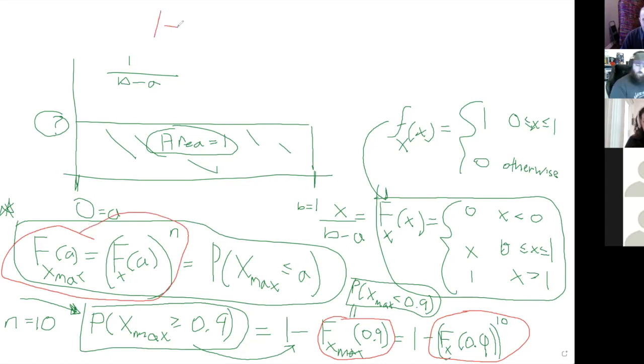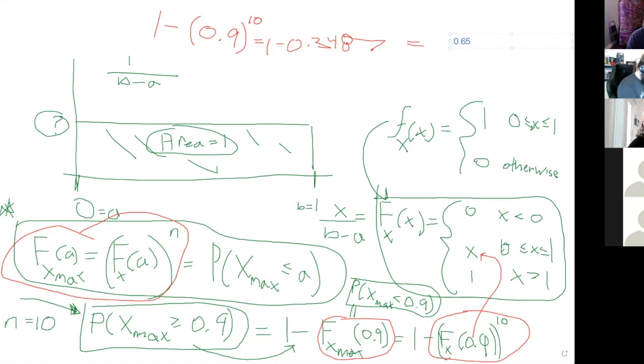So now we've got 1 minus, and then the last thing to do would just be evaluate our CDF at that point, 0.9. I don't know if someone has a calculator handy, what this comes out to be. 0.6513. Yeah, that's what I get too. So this becomes 1 minus 0.3487, which is equal to 0.6513.